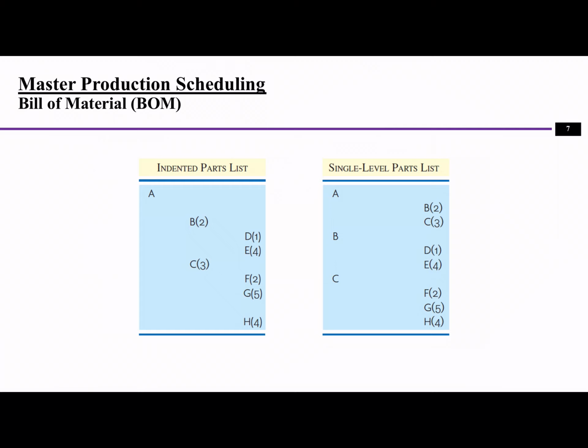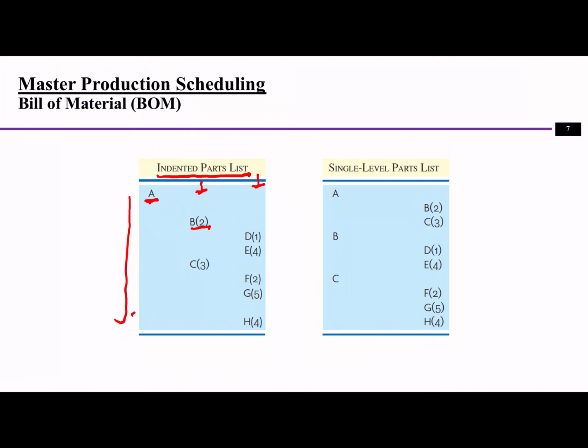Well, another way to look at the bill of material is, we can also list the parts at different levels. For example, this is called the indented parts list. So this means you can see there's only one at this column. Basically, this is the highest level, which is product A, and then at the second level in this column, you can see 2 B's and 3 C's.